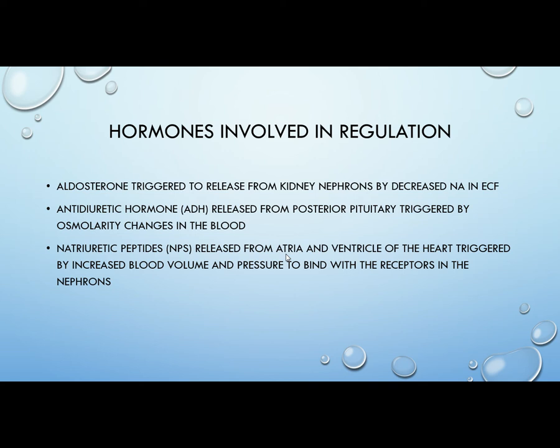And then you're going to have effects of the natriuretic peptides. They're opposite the effects of aldosterone, so reabsorption is inhibited. Your glomerular filtration rate is increased, causing an increase in your urine and decreasing your circulating blood volume and osmolarity. Okay?